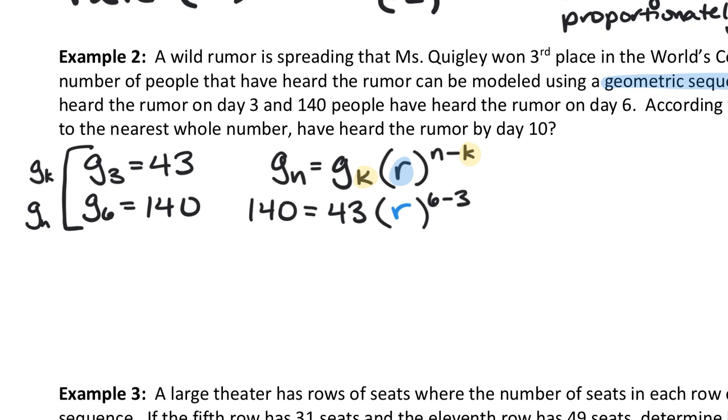Now, especially when it comes to geometric sequences, do you notice that 6 minus 3 is a positive number? And if I had reversed those, it would be 3 minus 6, which would be a negative number. Just in general, we want to avoid negative exponents because it's a slight more complication. It's not wrong, it's just a little bit more challenging. So we're going to try to make our exponents positive. That's why I assigned the bigger number to be n and the smaller number to be k.